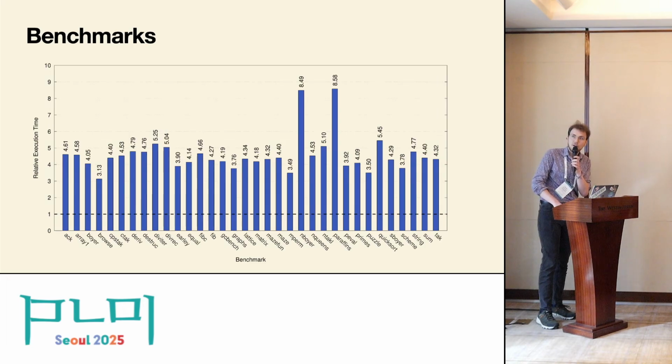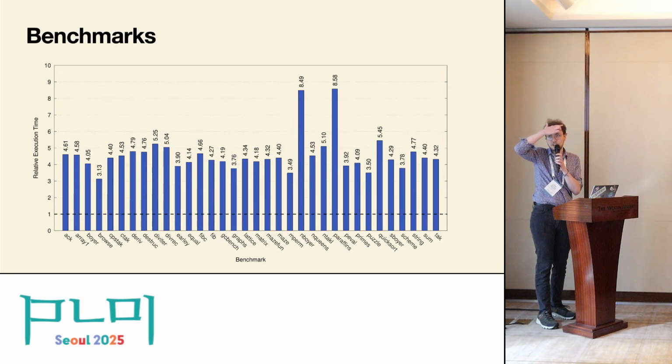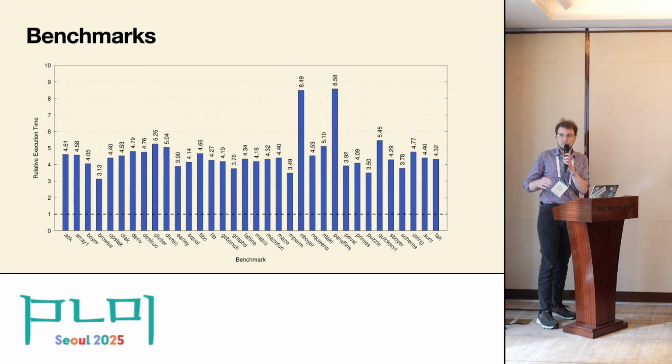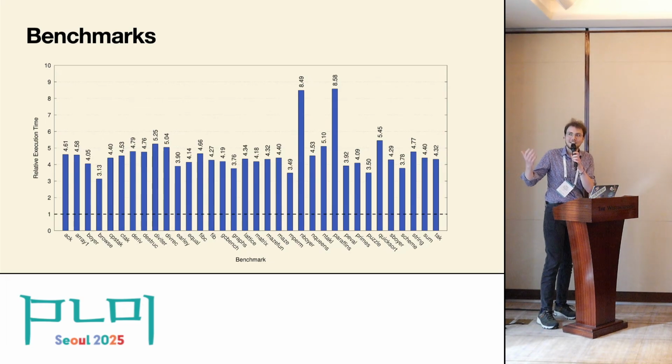So here are the benchmarks. On the y-axis, we can see the execution time in contrast with the mark and sweep implementation. And on the x-axis, we can see all the different benchmarks used. So we see that we have about a 4.5 times slowdown compared to mark and sweep, which is impressive. Impressive, I don't know, which is better than previous work.